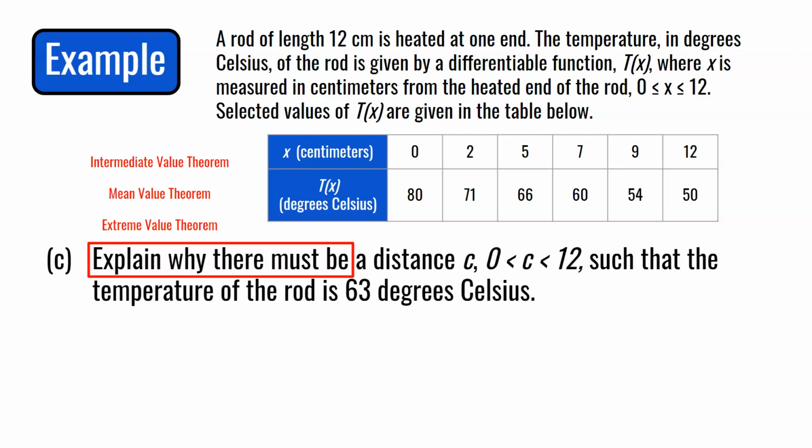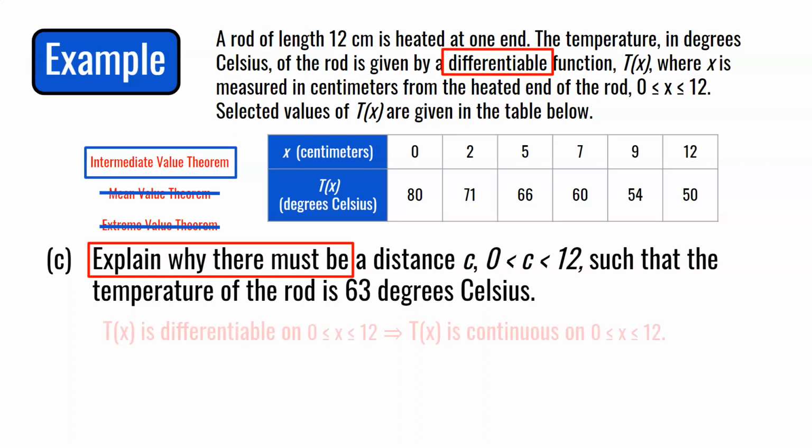Since we have not discussed the mean value theorem or the extreme value theorem yet, it is not going to be either of those theorems, and we are going to use the intermediate value theorem to explain this justification. Now, in order to use the intermediate value theorem, my function must be continuous. And the reason that this function T of x is continuous is because it is differentiable. And so I am going to make the connection that because T of x is differentiable on the closed interval from 0 to 12, T of x must also be continuous on the closed interval from 0 to 12.